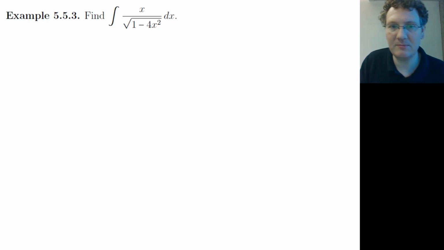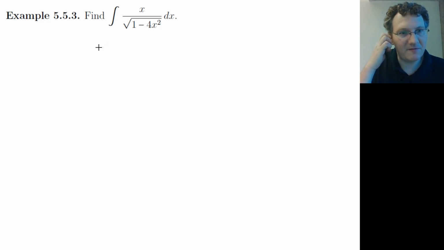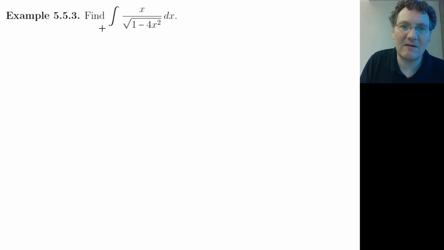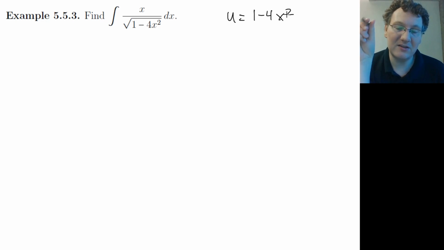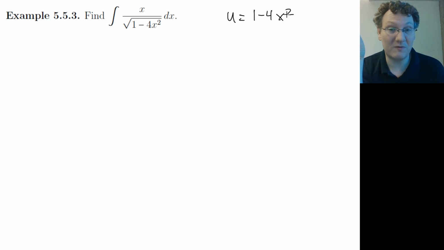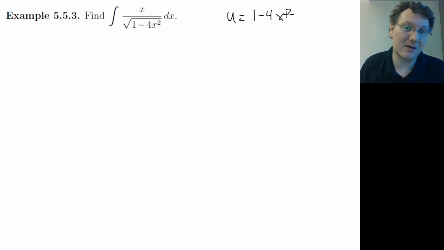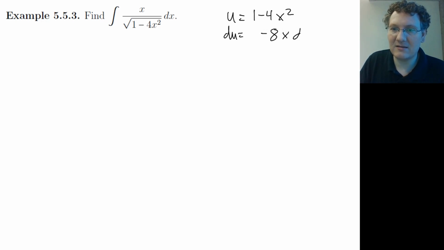Okay, let's take this one. Now we have this function where we have this ratio. It seems natural here to let u be the 1 minus 4x squared, because we can see the derivative, or at least a scalar multiple of the derivative, is sitting in there waiting for us. It's the x, all right? Because du is going to be negative 8x dx.